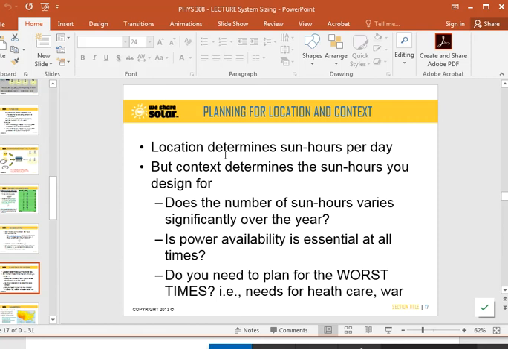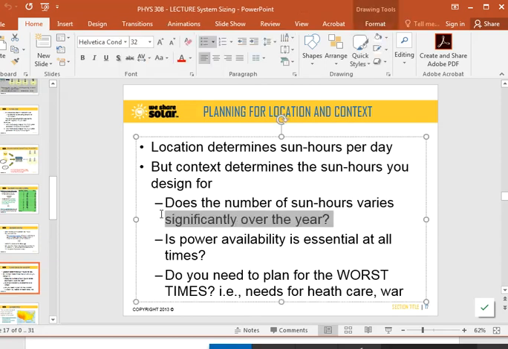So location definitely has a big part in determining the sun hours per day, but the context also determines the sun hours that you design for. Some things you might need to think about: does the number of sun hours vary significantly over the year? If you live in a very high latitude, such as Alaska, this is going to make a big difference, right? During the summer, there are a lot more sun hours than in the winter. Whereas if you live near the equator, it may be kind of robust. It might be around 5 sun hours every day. It doesn't matter about the seasons as much.